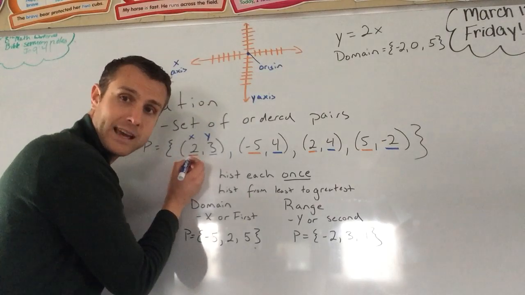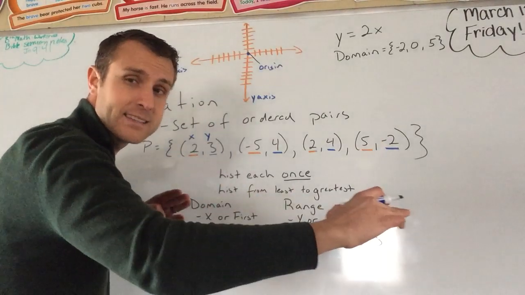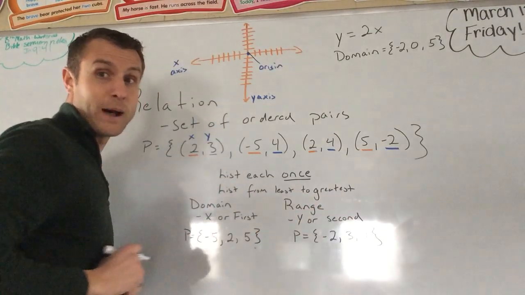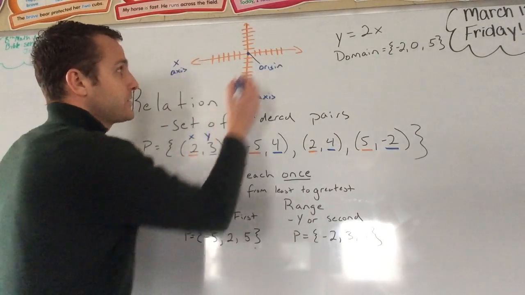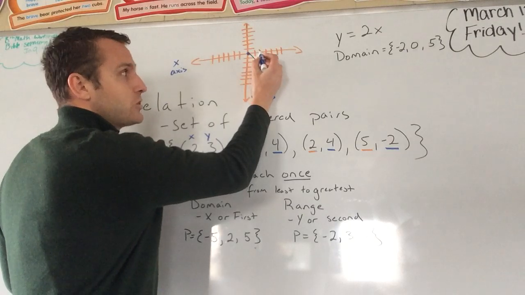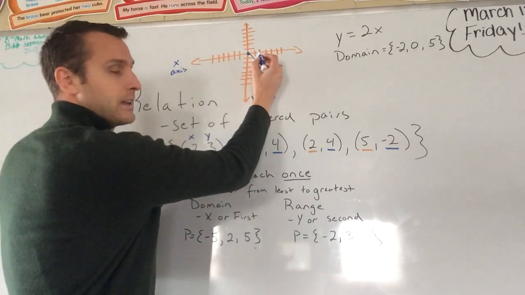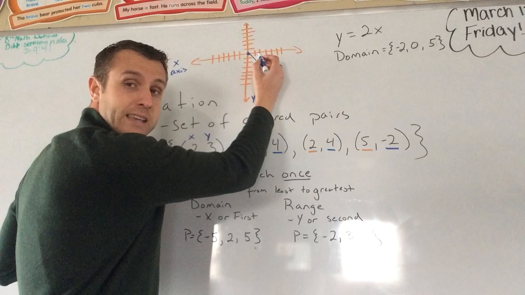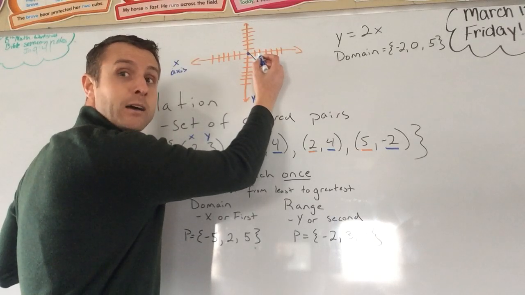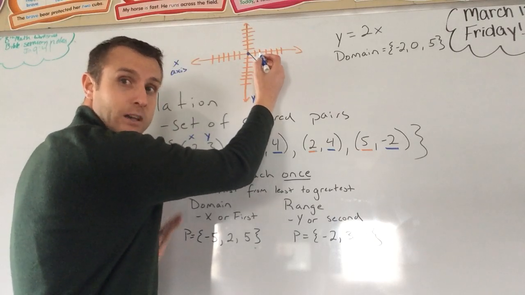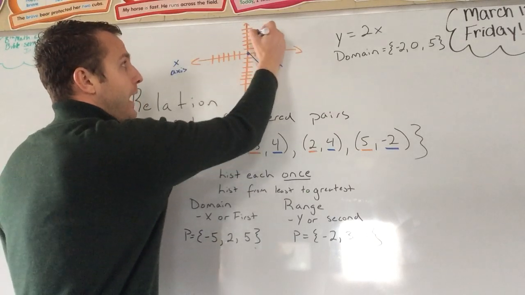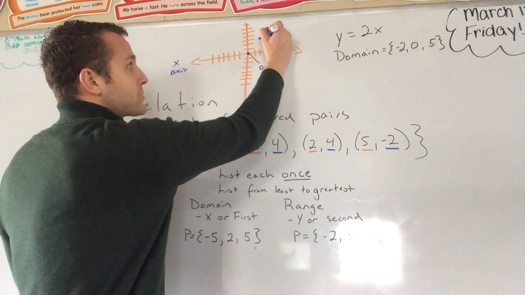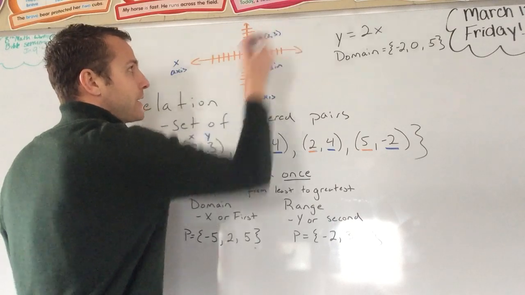My first number is x. That means I'm going right or left. If it's positive, what do I do? I go right. So this is positive 2, so I'm going to go from the origin 2 to the right. My second number is 3. Remember, my second number is my y, up or down. Positive goes up. So 2, 3, I go to the right 2, up 3. So this right here is point 2, 3.